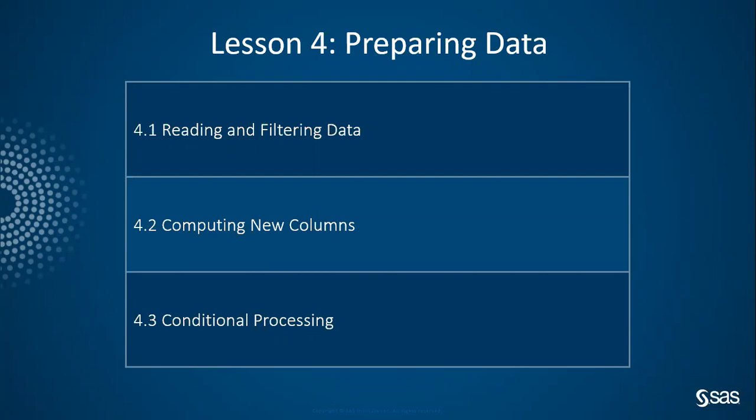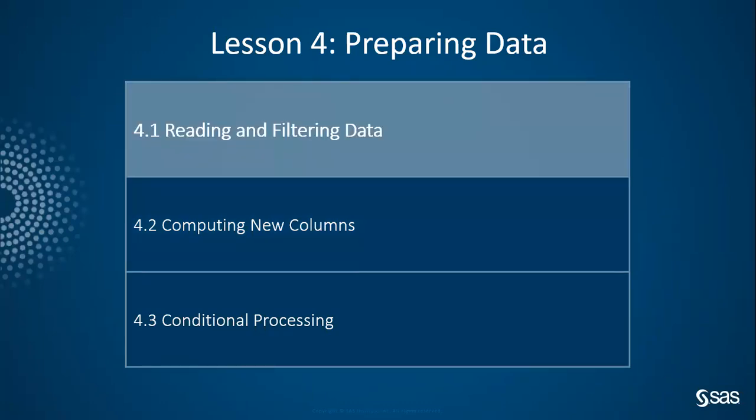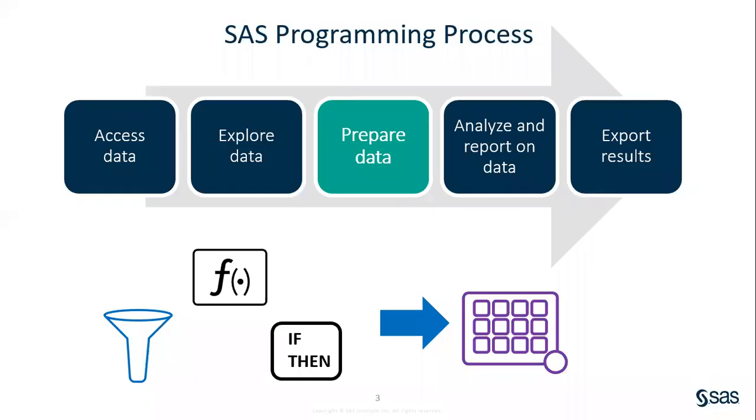Now, till date, with the 5 steps of processing of data which we are learning through SAS programming, we have learned how one can access data, how one can validate or explore your data. Now we are going to prepare your data as per your business requirements for generating reports. So for that, we are going to learn how one can read and filter data, how one can create new columns apart from existing columns, and conditional processing. So let's learn the first topic, reading and filtering data.